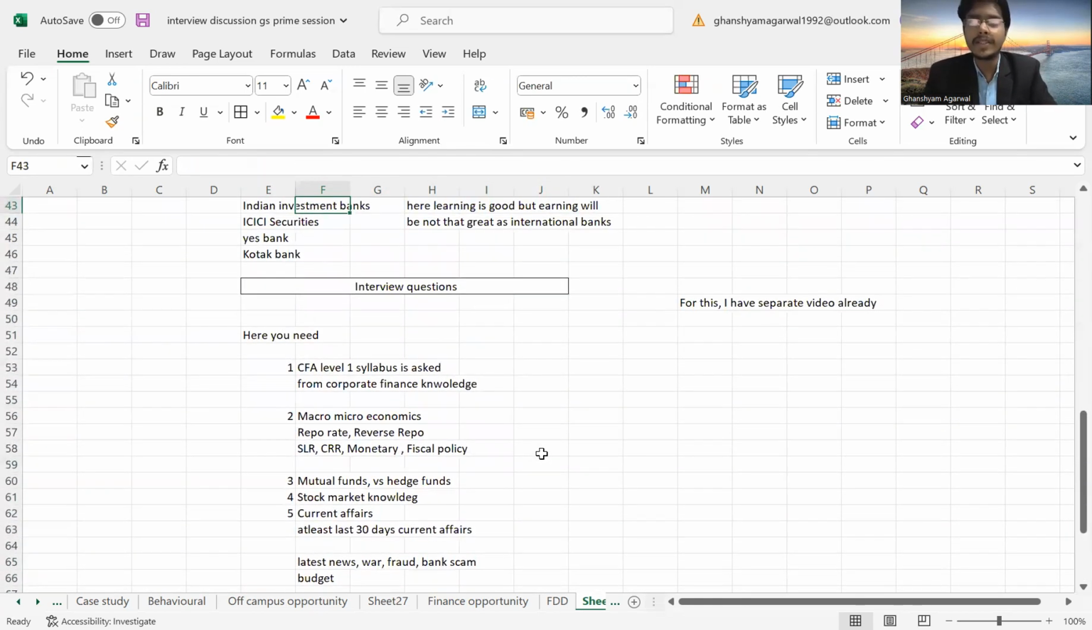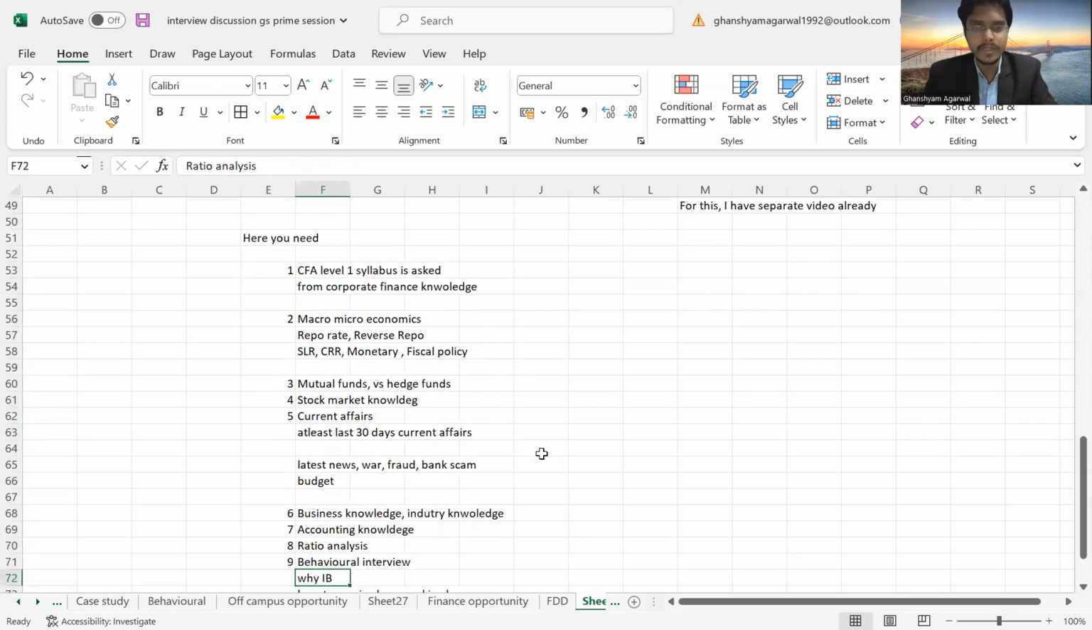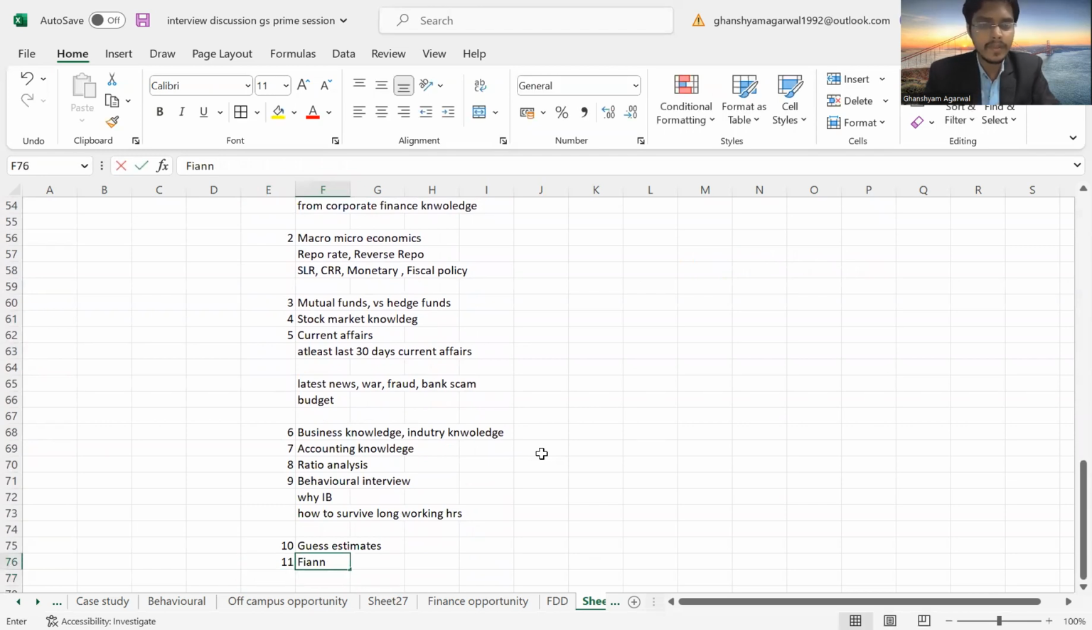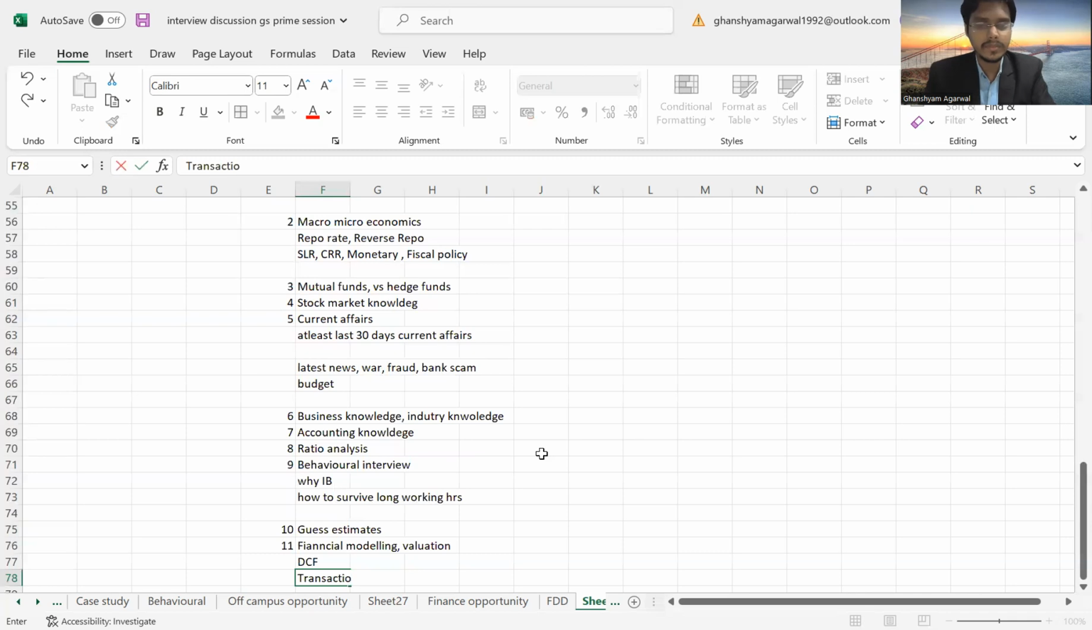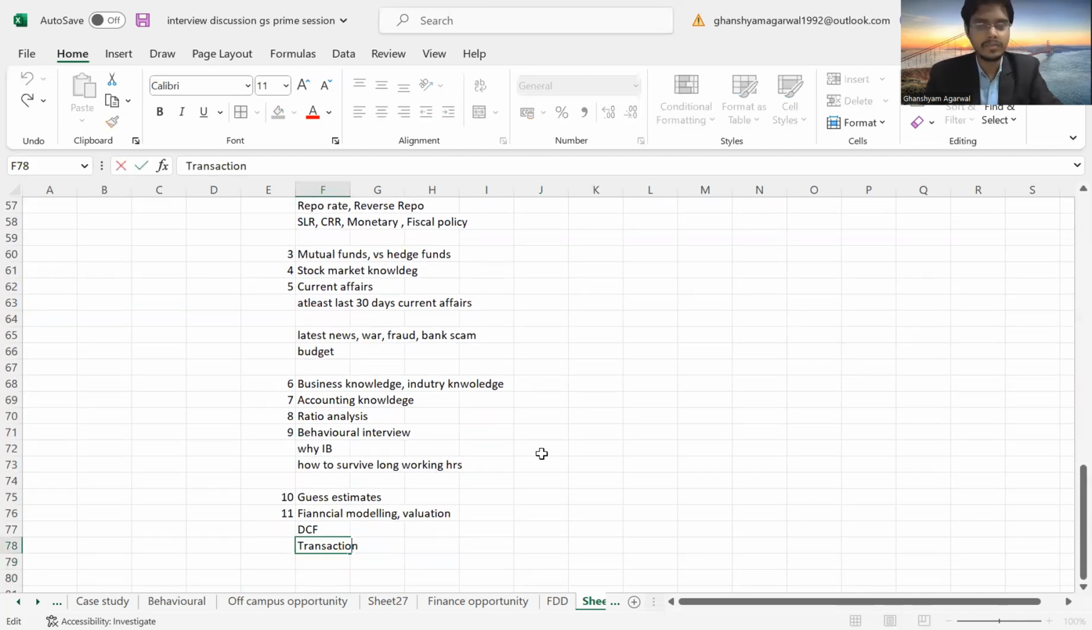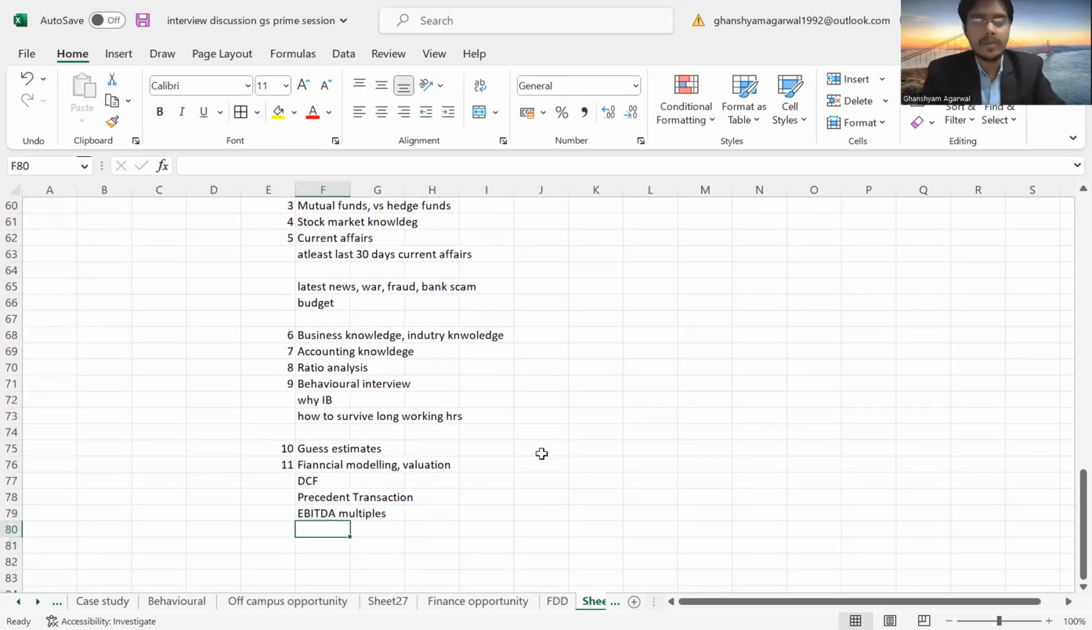So your overall knowledge of accounts, finance, everything, your PPT skills, everything will be very important. They may ask you financial modeling and valuation, like DCF, precedent transaction, then different types of multiples, EBITDA multiples. They might ask you a lot of questions on the DCF method.